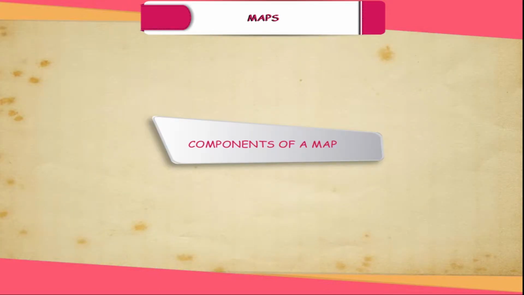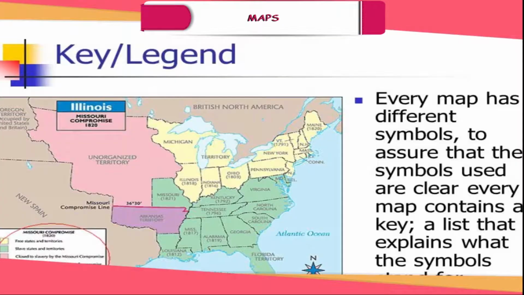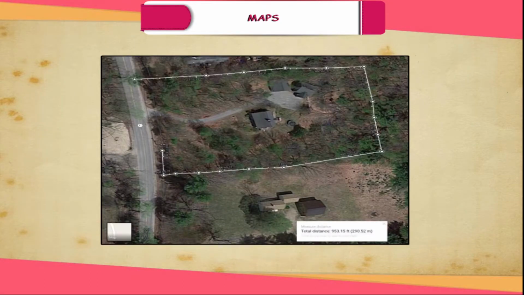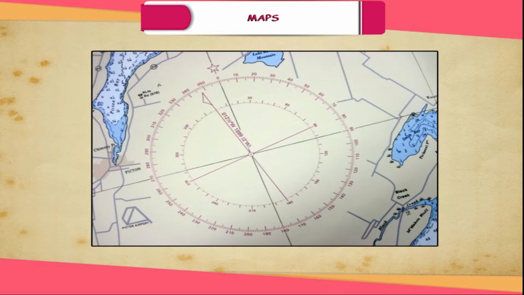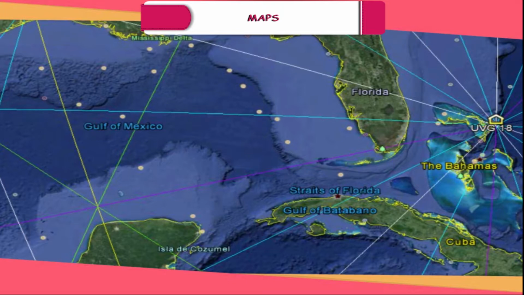Components of a map. A. Title. It introduces the theme of a map. B. Key. This is a list of symbols and what they stand for. C. Scale. It helps to measure distances and calculate areas. D. Direction. On most of the maps, an arrow is drawn to show the directions. The tip of the arrow points to the north. E. Grid system. It is a quick and easy way of helping us to find places.